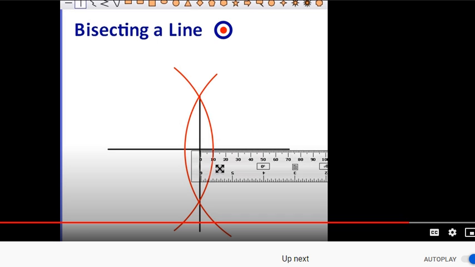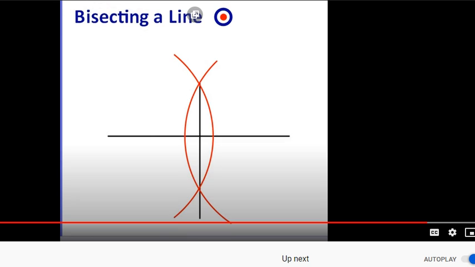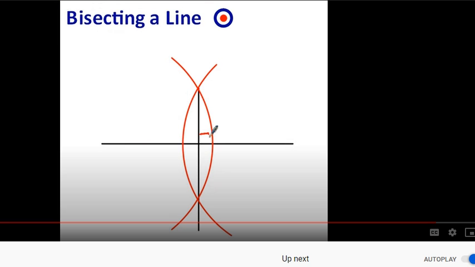For example, in the first question the length of the line given to you was 7.6 centimeter. So half of 7.6 centimeter is 3.8 centimeter. So I will measure the bisected line with the help of a scale or ruler, and I will come to know that both sides are equal in length.